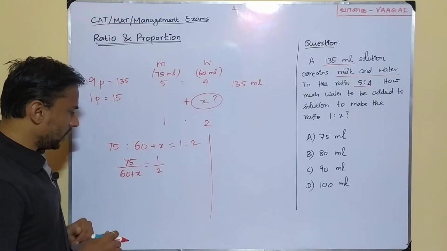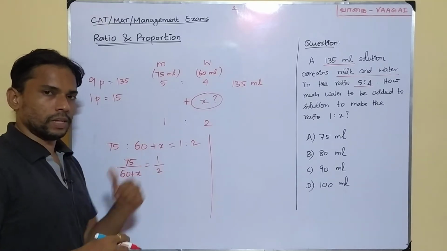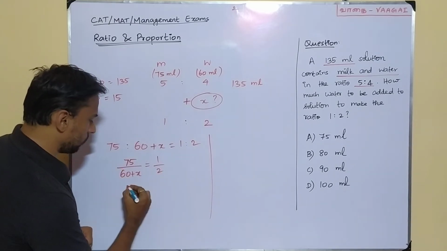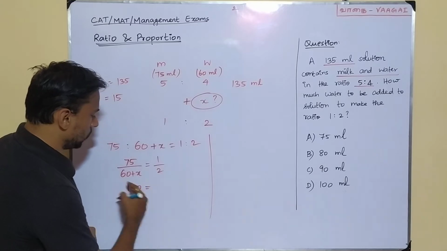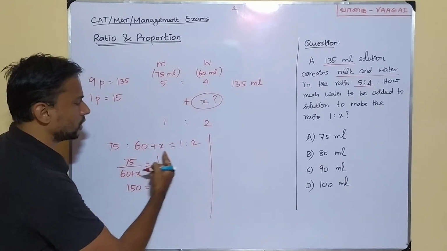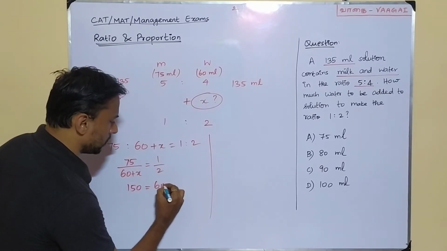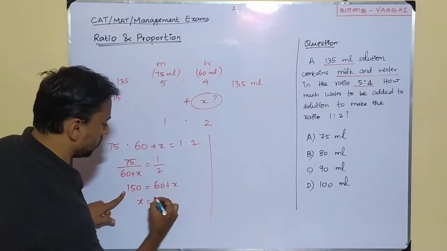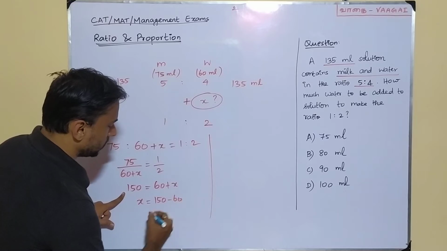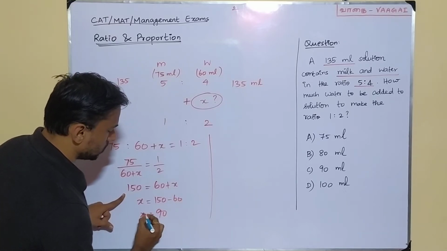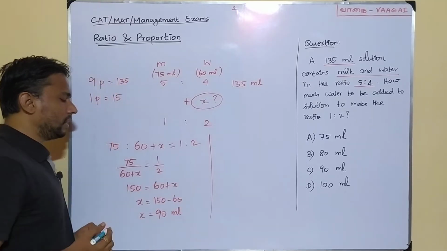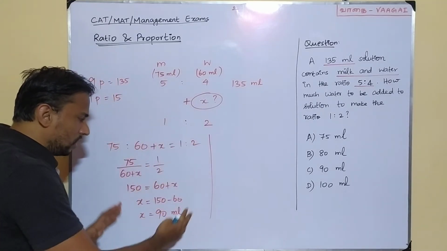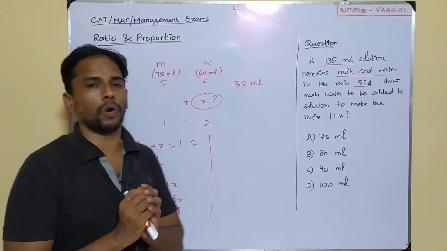That's it. So what we can do here is, we can first of all cross multiply, is it or not? When we cross multiply, we get 75 times 2, that is 150, equal to 60 plus x into 1. So it's just 60 plus x only. Now we can solve for x. x will be equal to 150 minus 60, and that means our answer will be 90. So x is equal to 90, and 90 ml is going to be the answer for this question. This is the conventional way where we try to solve this problem.